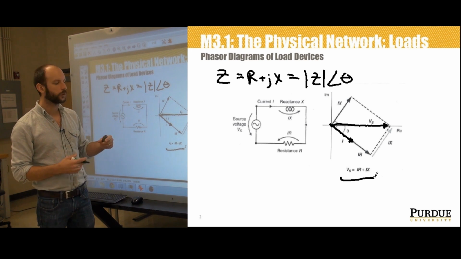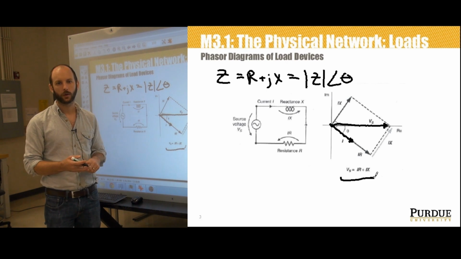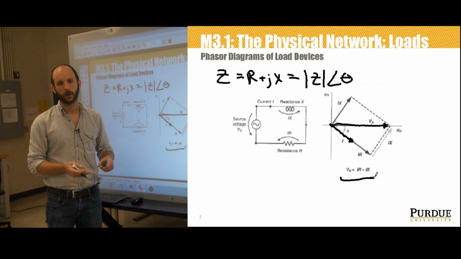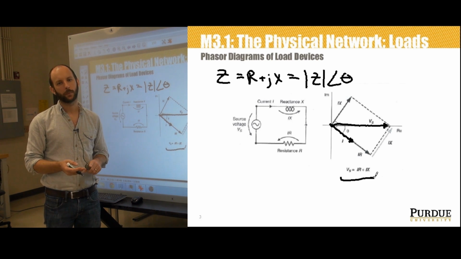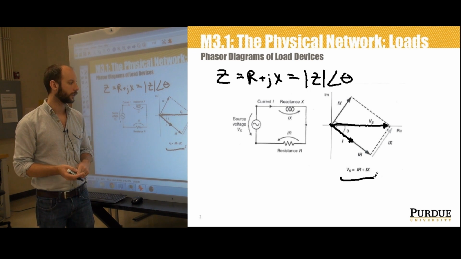So we can therefore use that information to graphically decompose the source voltage into a component that is collinear with the current, representing the drop of IR across the resistor, and one that is perpendicular to the current vector, representing the drop of IX across the inductor.